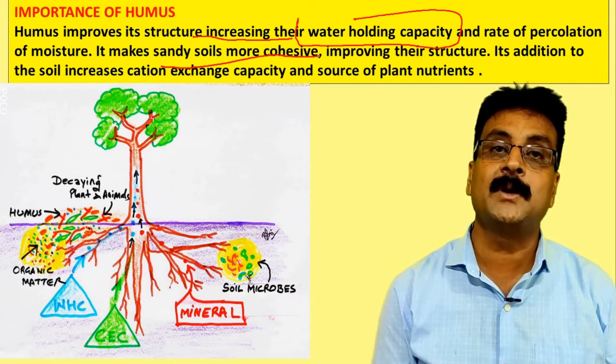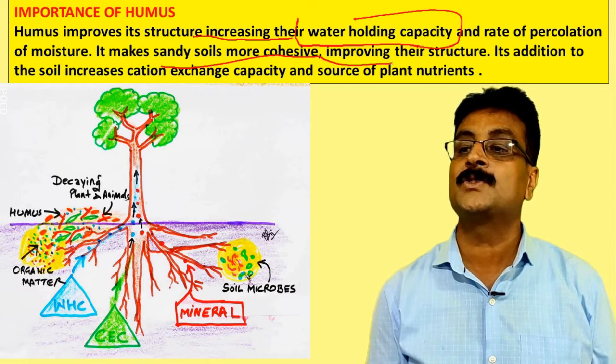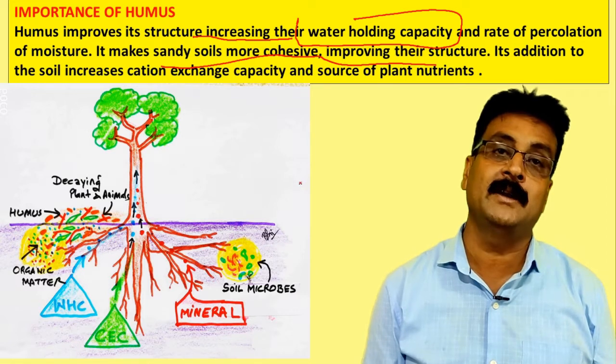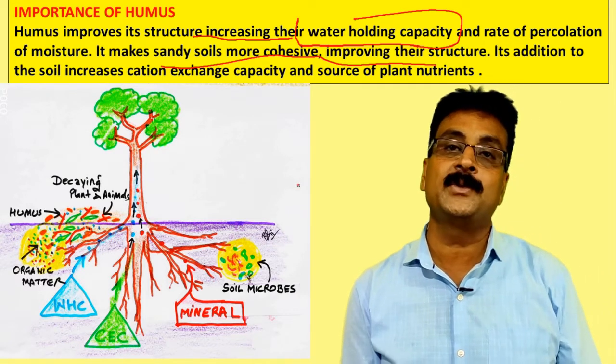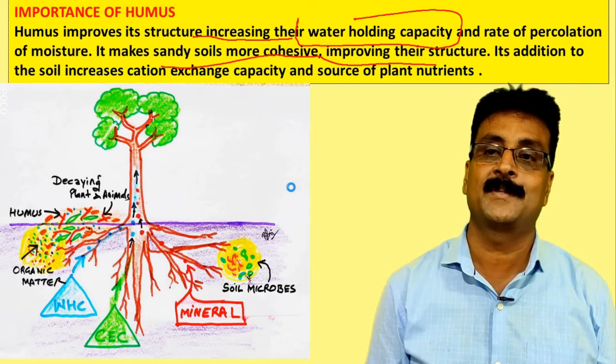If you have sandy soil, some trees are growing, it adds some litter, it becomes humus, then it improves the structure. As it improves the structure, it will improve the colloidal property, that will give you cation exchange capacity. Once the cation exchange capacity increases, the nutrients will be available to the trees. So this is the importance of humus.